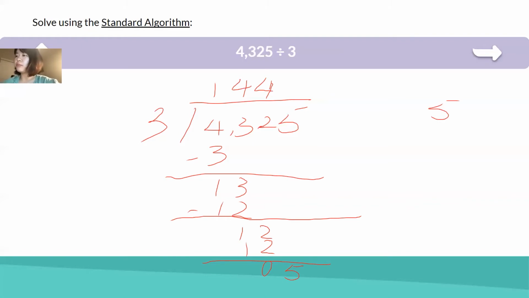And how many can we break into 3 groups? The largest number. We can do 1, because 1 times 3 is 3. But if we do 2 times 3, that is 6. And 6 is larger than 5. So we cannot take 6 from 5. So let's do 1 for 3. So 5 minus 3, the remainder is 2. So our answer is 1,441, remainder 2, for 4,325 divided by 3. Okay.